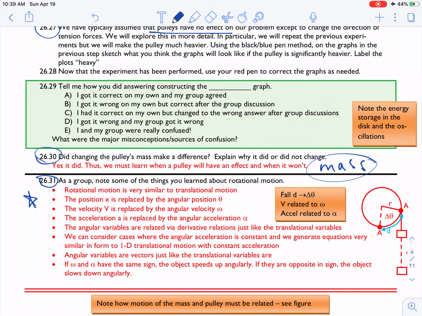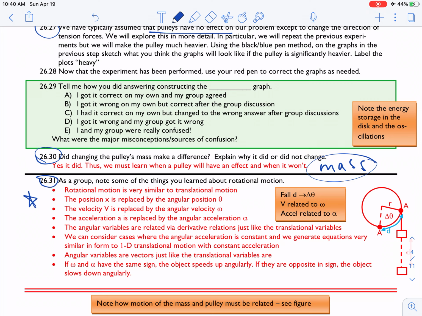Okay, so the next is a summary, and I put a star next to it because it's very important, and I'm going to explain in a little bit more detail than here. But let's just go over the steps that we've seen so far. So rotational motion is very similar to translational motion or linear motion. Hopefully you can see that by now. And the position x is simply replaced by angular position theta. X goes to theta, that's the mapping. The velocity v is replaced by the angular velocity omega, and acceleration is replaced by the angular acceleration alpha.